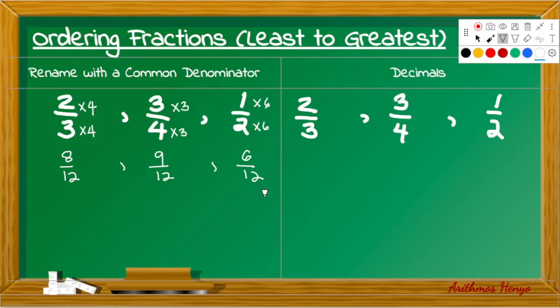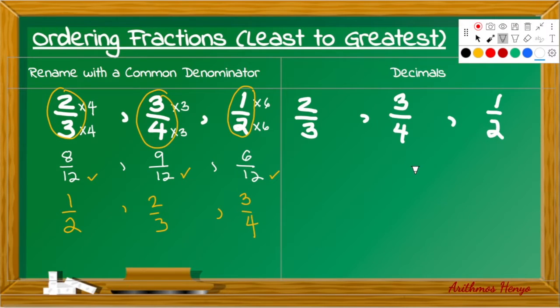From here, we can now arrange the fractions from least to greatest. And the least is 6/12 or 6 over 12. In arranging, we have to write the original fraction, which is 1/2. Next is 8/12. And this is 2/3. And lastly, we have 9/12 or 3/4.